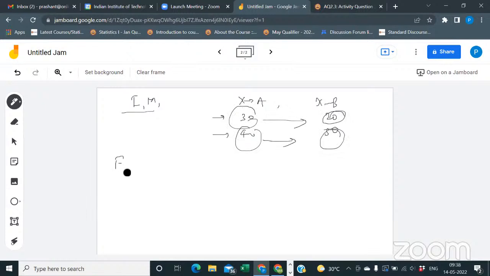But if you have data of female, male, female, male, then it is nominal data. Got it? Yes, sir. Got the difference between these two? Yes, sir. Okay.